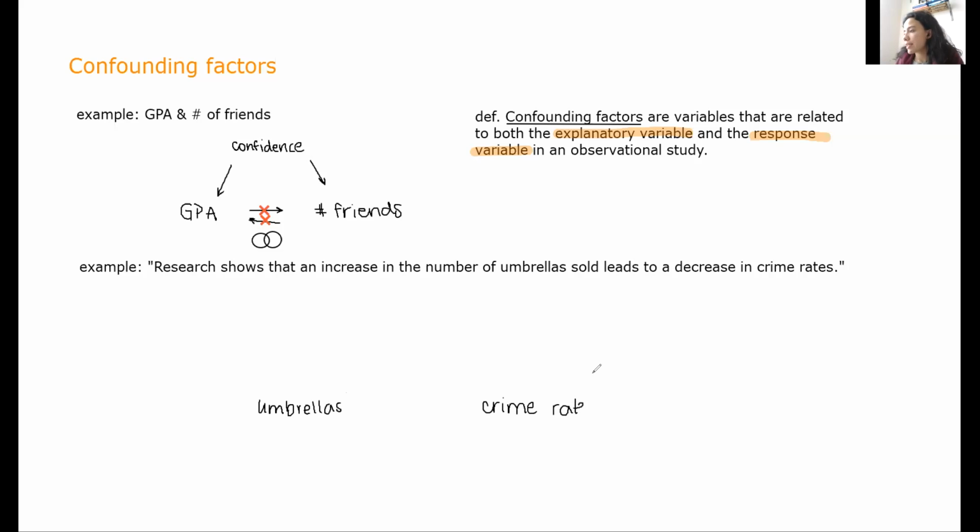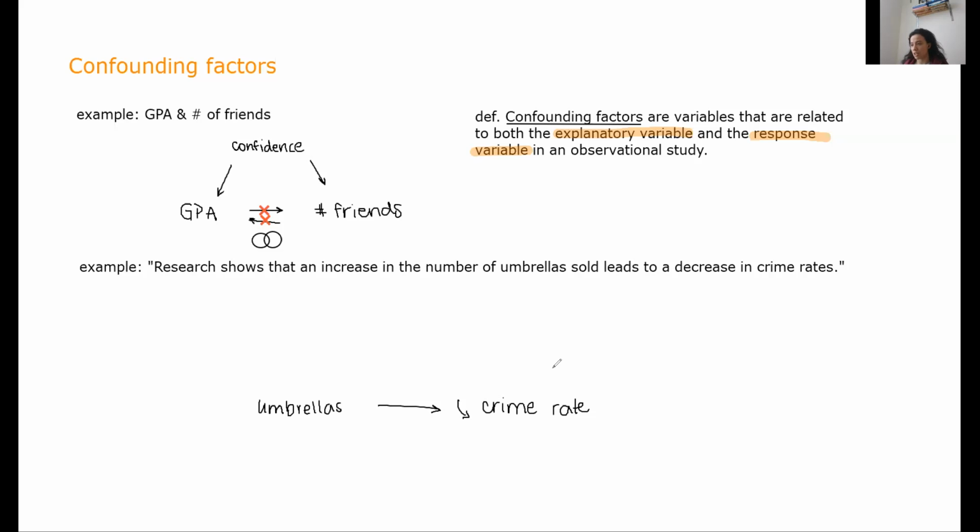And according to this headline, the increasing number of umbrellas sold leads to a decrease in crime rate. So that means that the number of umbrellas causes a decrease in the crime rate. Now, does this seem like a reasonable conclusion to draw? No. Or does this seem like a logical thing that would happen? No. Not really.